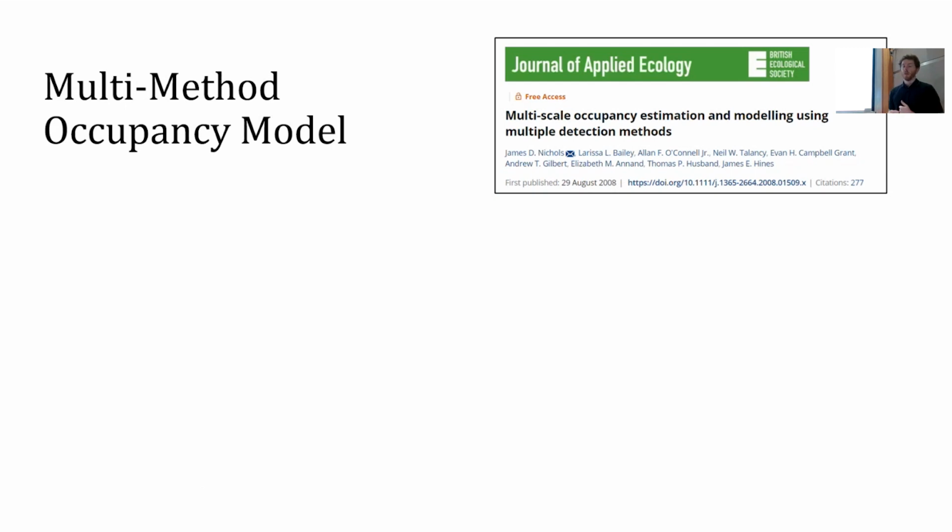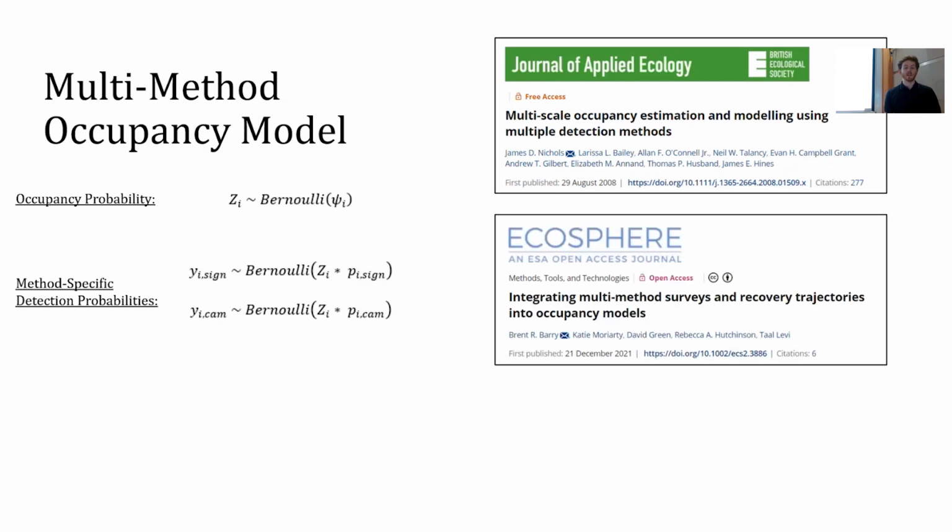This model kind of has its root in this multi-scale occupancy model, in which the researchers were interested in using multiple survey methods to estimate 2 different scales of occupancy probability. I instead used an approach more similar to Berry et al. 2021, in which they still used multiple survey methods, but instead had those contribute to just one estimate of occupancy. And you can see that in the equations to the left. I'm still able to retain a method-specific detection probability, but both of those contribute to the one estimate of occupancy.